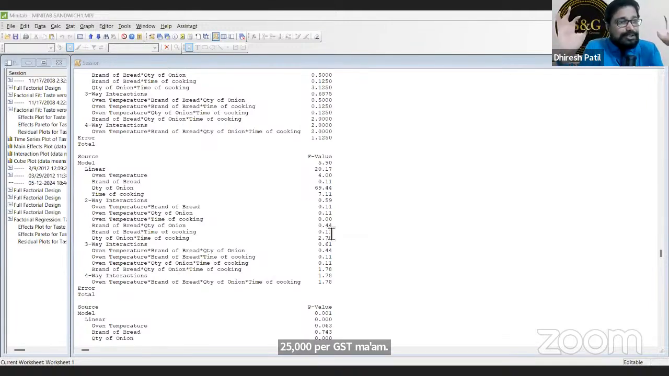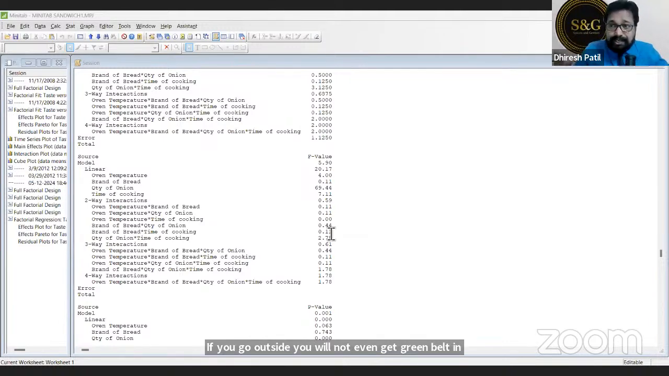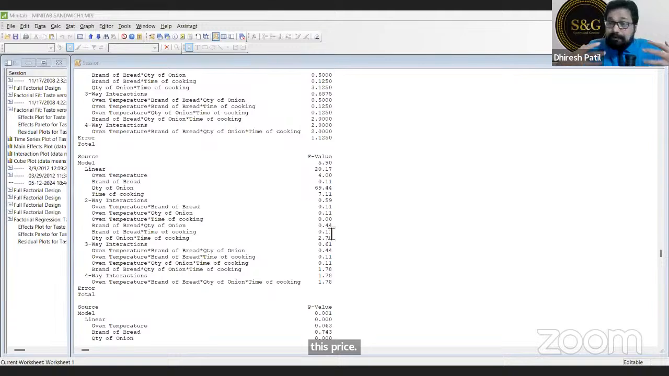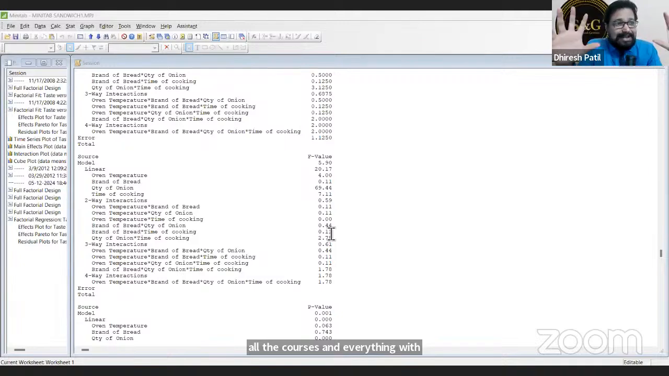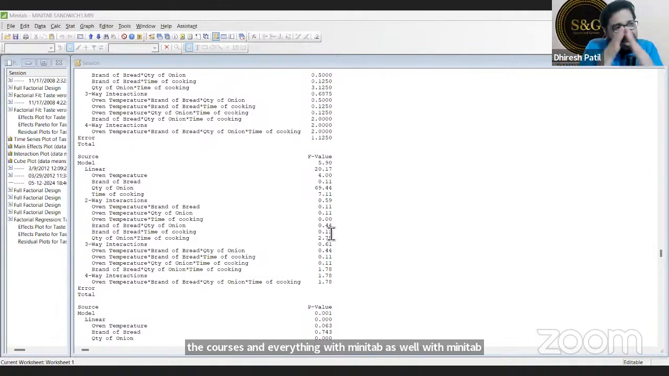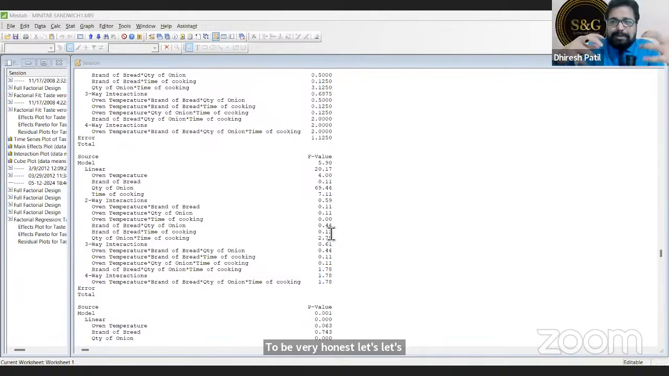Everybody, just type yes or no in the chat box. If you go outside, you will not even get green belt at this price, and this is internationally accredited, with this much intense coaching every week, twice, and hackathon and everything, all the support system, all the courses and everything, with Minitab as well. So by the way, let me ask you a question. Are you getting value out of this entire engagement? Just type yes or no in the chat box. To be very honest, let's close this master black belt topic, but are you getting value in these entire initiatives, the drives, and the efforts we are putting in?